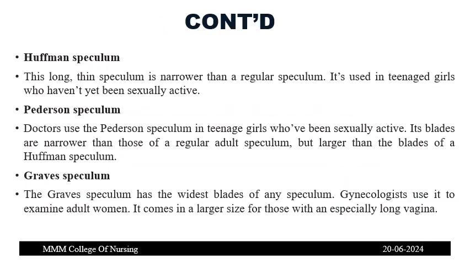Next is the Huffman speculum. This is a long, thin speculum. It's narrower than a regular speculum. It is used in teenage girls who haven't yet been sexually active. Next is the Pederson speculum. This is used in teenage girls who have never been sexually active. Its blades are narrower than those of a regular adult speculum, but larger than the blades of a Huffman speculum.